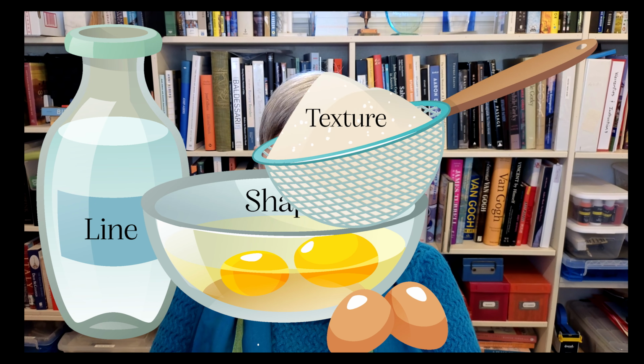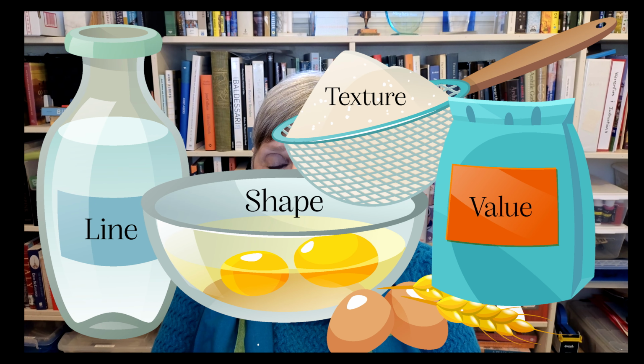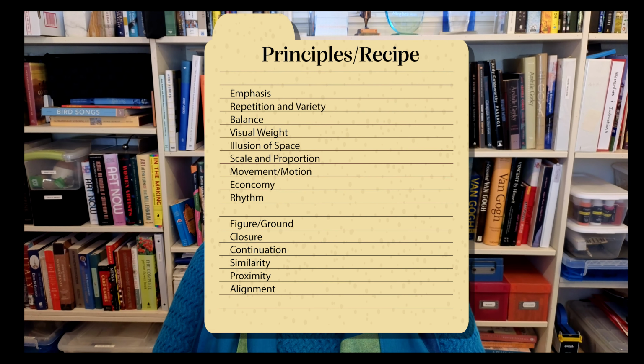So I do want you to think about making good design the same way you would think about baking a cake, except that instead of using baking ingredients and a recipe, we're going to be using the elements and the principles of design. So what are the elements and principles of design? Well, the elements are simply the components we use to make the design, much like the baking ingredients. And the principles are the way we put those elements together, much like a recipe.